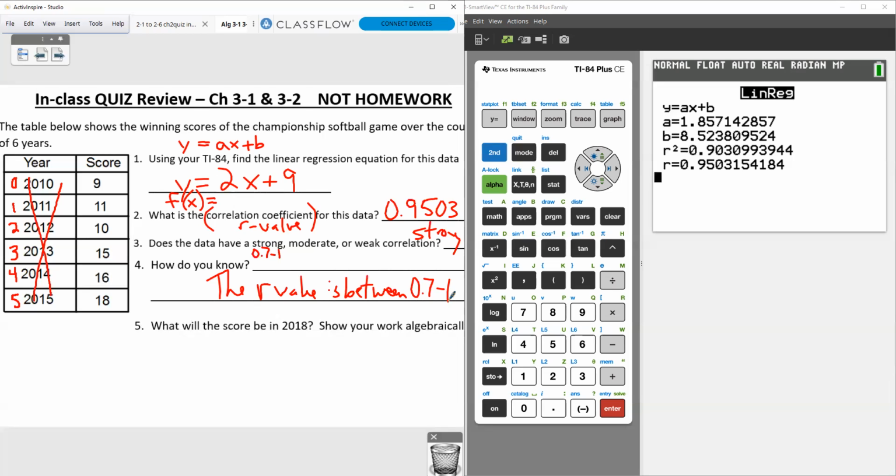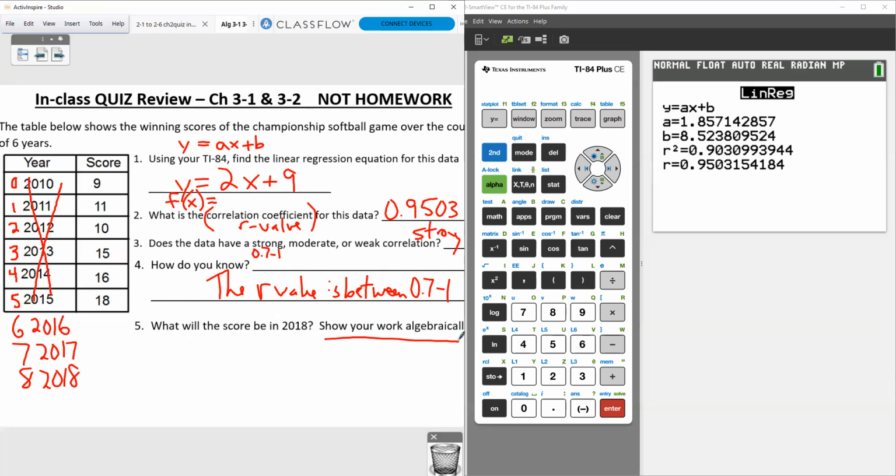So what will the score be in 2018? Looking at our years, year number 6 would be 2016 if we extend our table. Year number 7 would be 2017. Year number 8 would be 2018. Notice that it says, show your work algebraically. We have to make sure that we show our work algebraically.